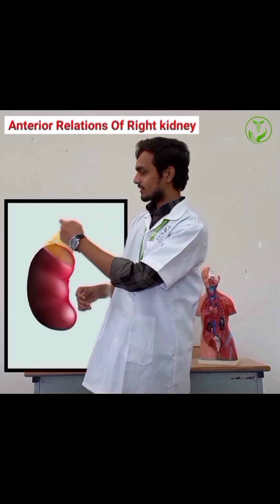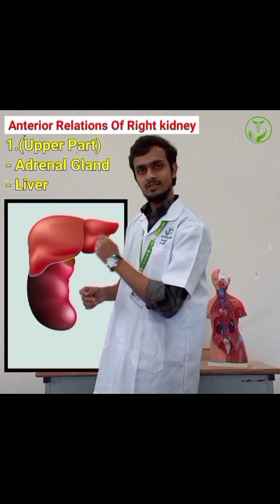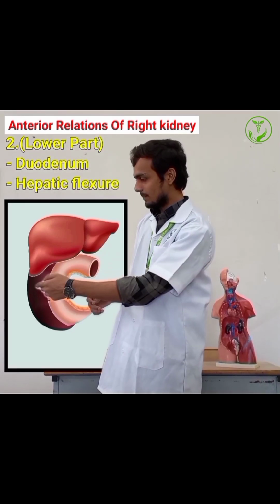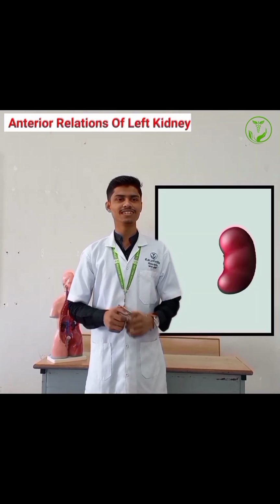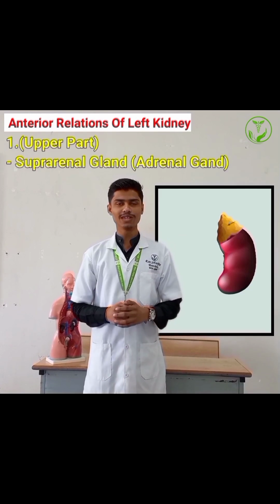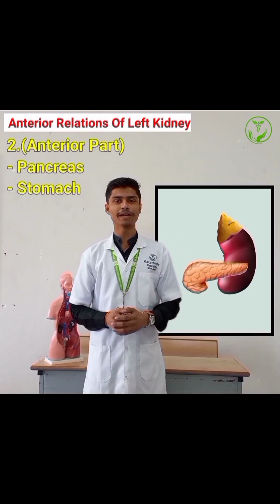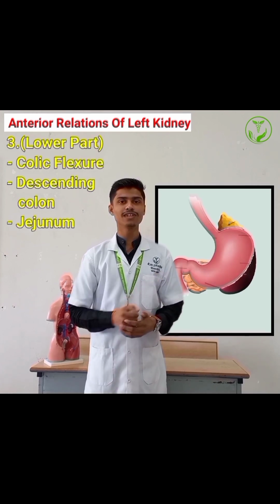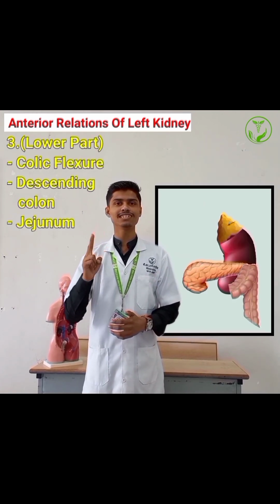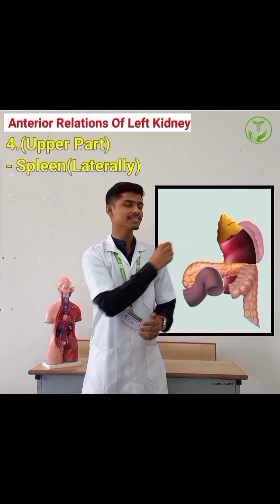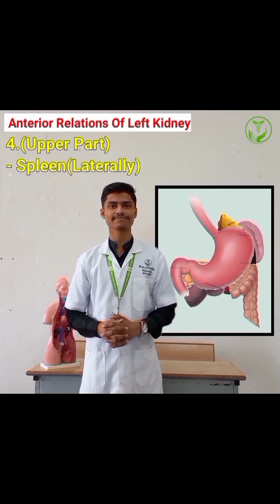Now, the anterior relations of the right kidney. The right kidney is related to the suprarenal gland and liver on its upper part and the duodenum and hepatic flexure of colon on its lower part. Now, the anterior relations of the left kidney. On the upper surface, it is related to the left suprarenal gland, also called the adrenal gland. The upper anterior surface is related to the pancreas and stomach. The lower end of the left kidney is related to the splenic flexure, descending colon and jejunum. On its upper lateral surface, it is related to the spleen.